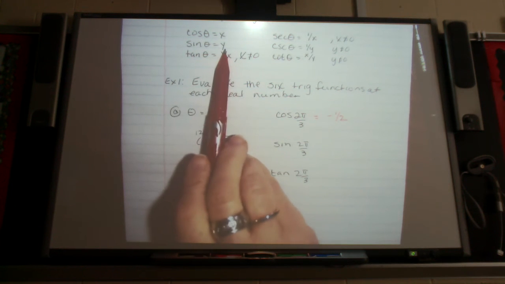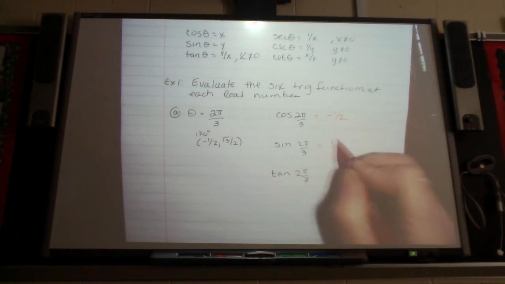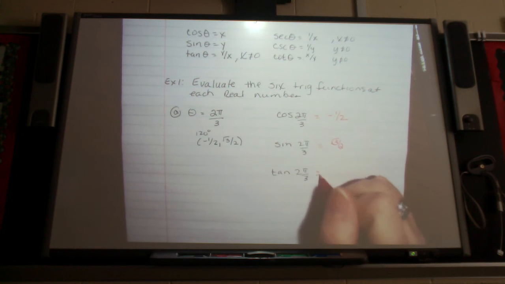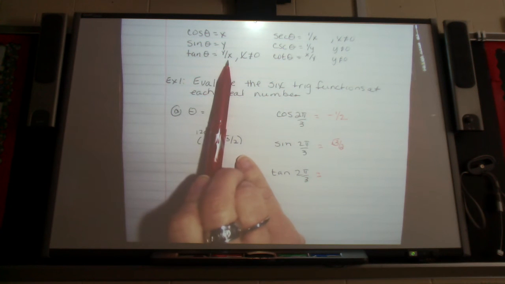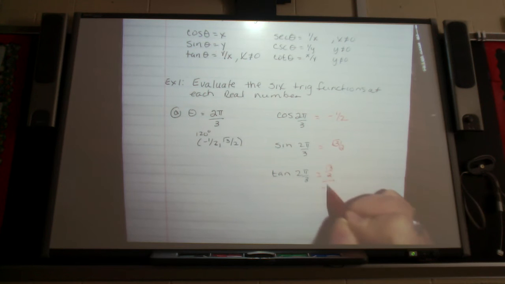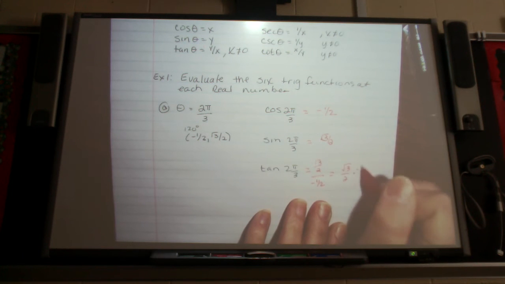Sine is the y value. So the sine of 2 pi over 3 is what? Square root of 3 over 2. Tangent is y over x. Y is square root of 3 over 2, divided by negative 1/2. Now we're going to simplify this. We multiply by the reciprocal.